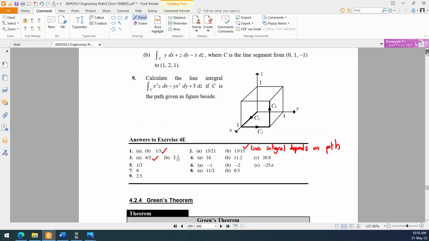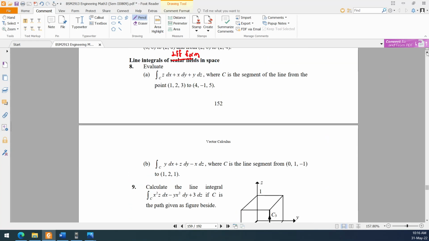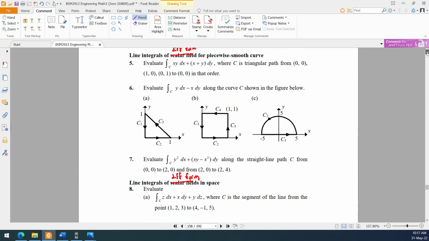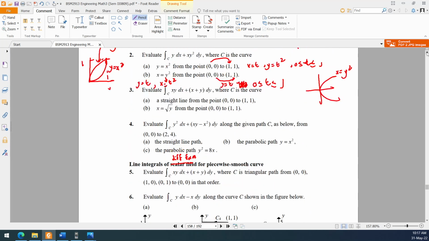So any question? Okay, for question 3a here. 3a. No, doctor. So similarly, in 3b, you will let the variable at the right hand side, which is y equal to t.